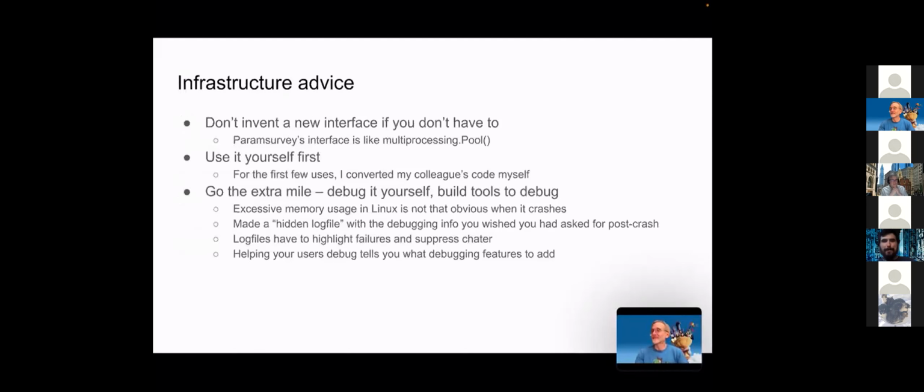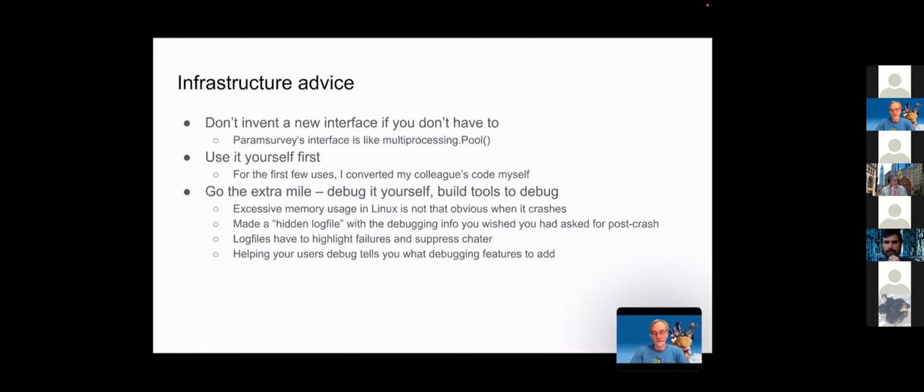Here's some advice if you ever want to write software like this, and a lot of people do. The first piece of advice is: don't invent a new interface if you don't have to. The interface that I showed you is somewhat like Python's multiprocessing pool, which, if you're computing on a laptop or a server with a bunch of cores, works really great. You can get a perfect linear speedup without even trying hard. So mimic that if you can, and my interface does.